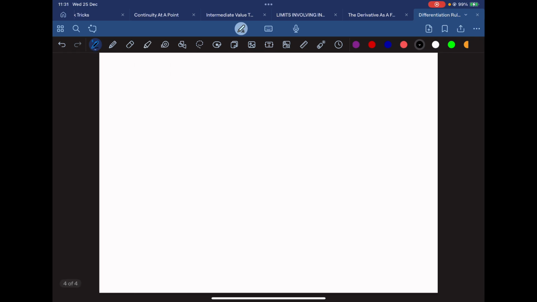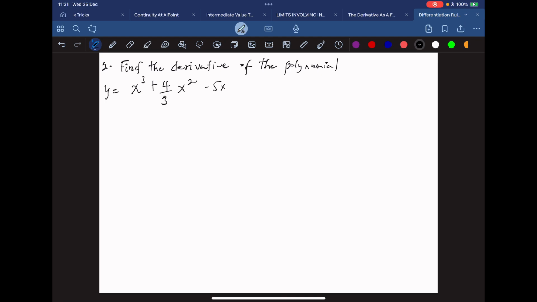Okay, so our second example is, we have to find the derivative of the polynomial. Our polynomial is y equal to x cubed plus 4/3 x squared minus 5x plus 1. So in this case, we want to find the derivative.